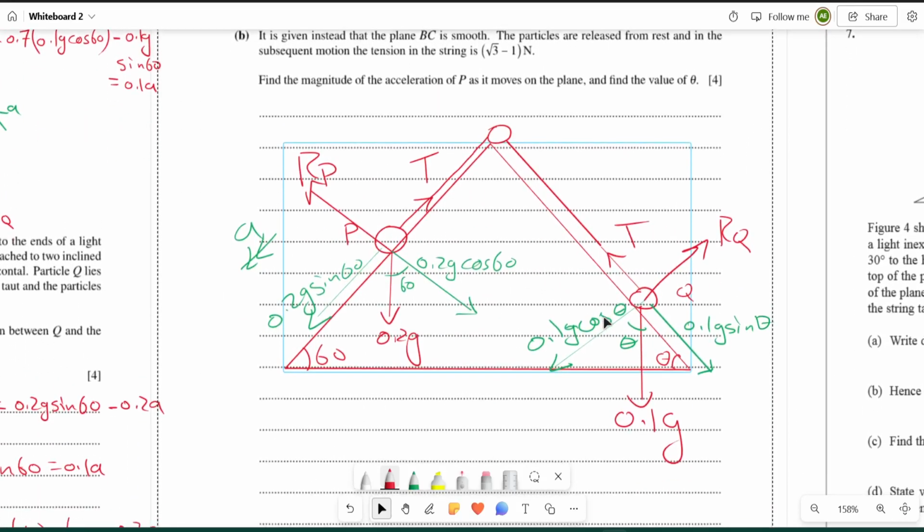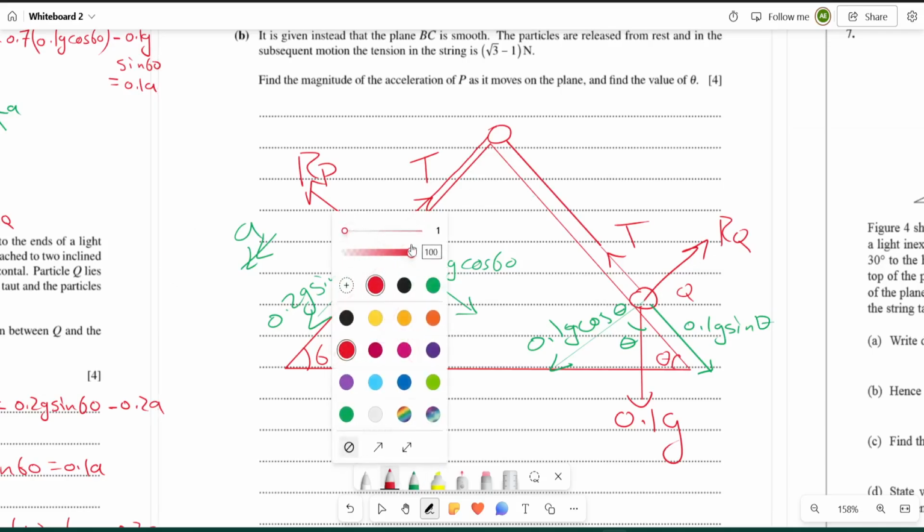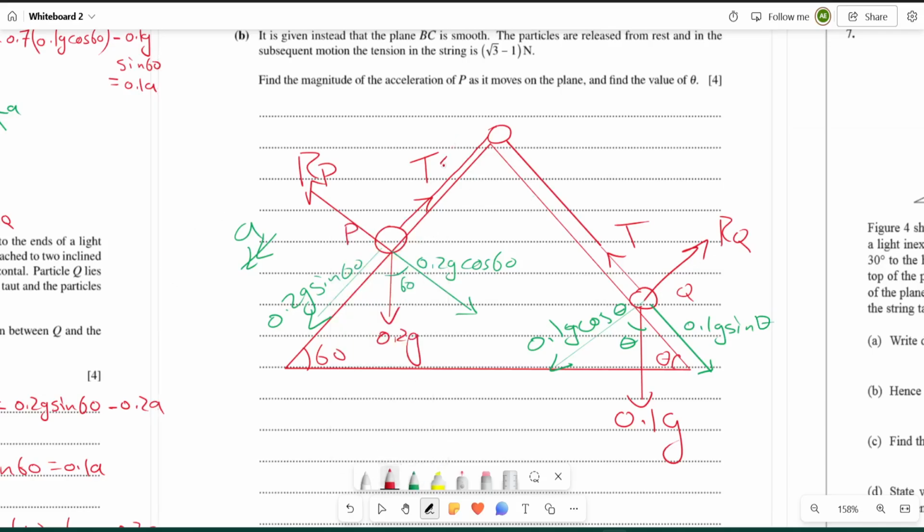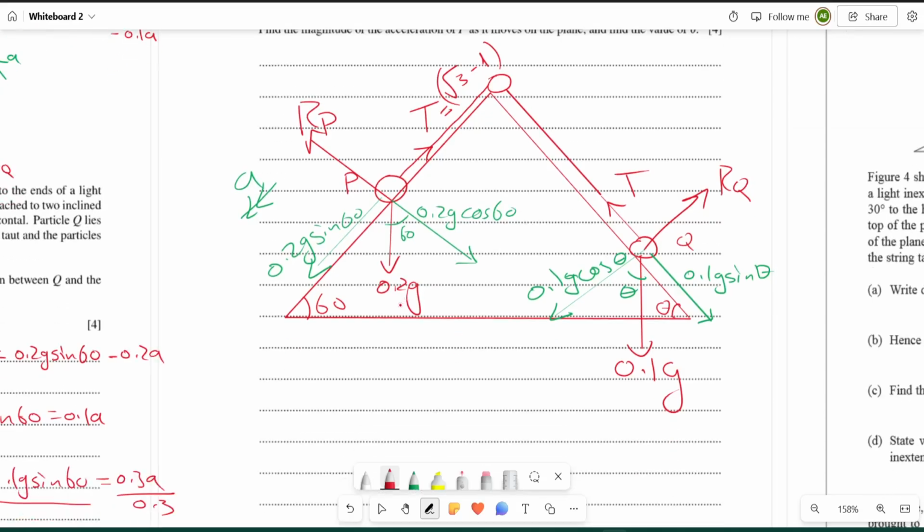Now what we're given is that the tension here is equal to root 3 minus 1 Newton. And we're asked to find the magnitude of the acceleration of P and the value of theta. So let's start with the first thing, the magnitude of the acceleration of P.